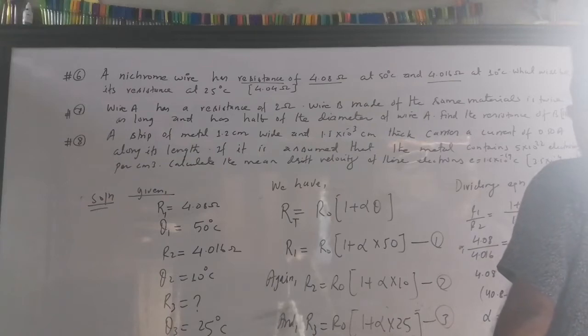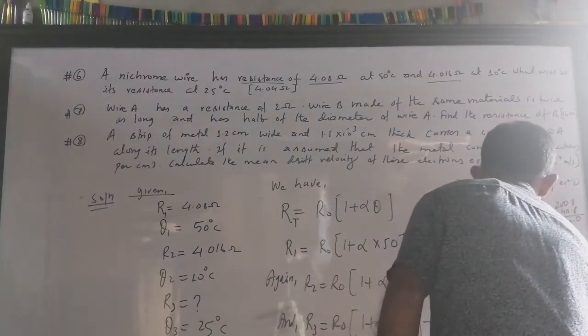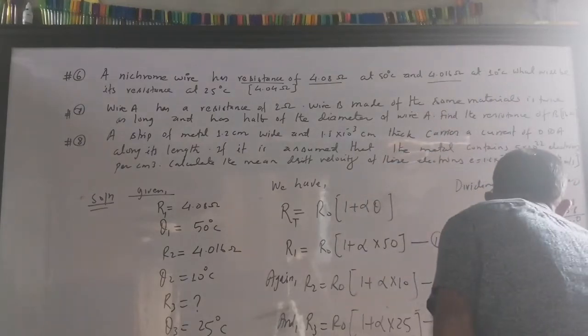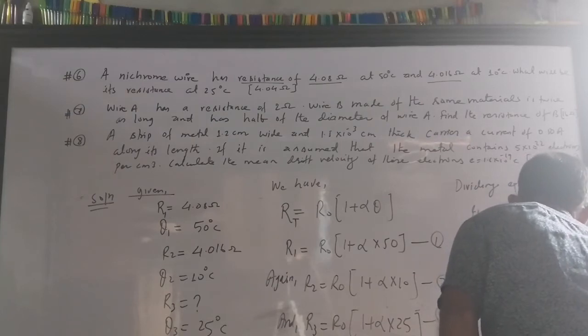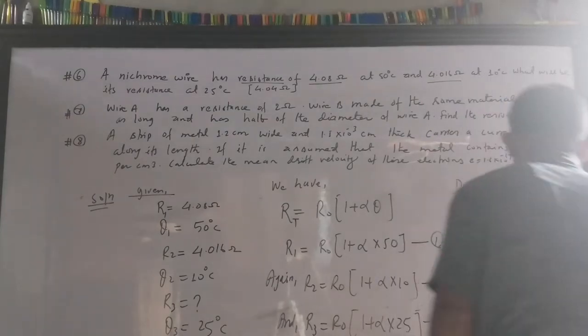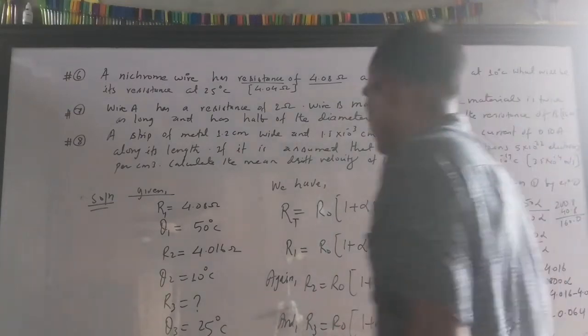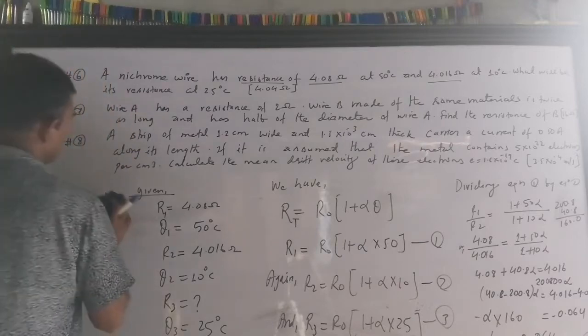So this is minus 160. And so alpha will be equal to 0.064 divided by 160. I am not going to press the calculator, I got the value of alpha, okay. And let me write this as question 4.